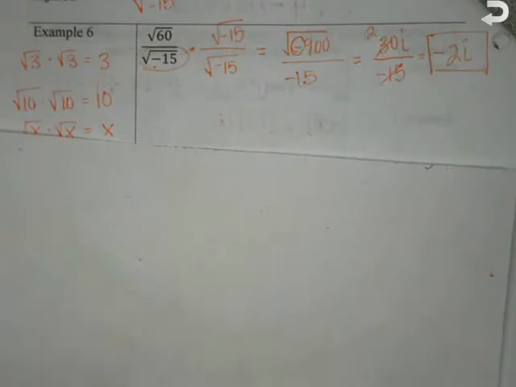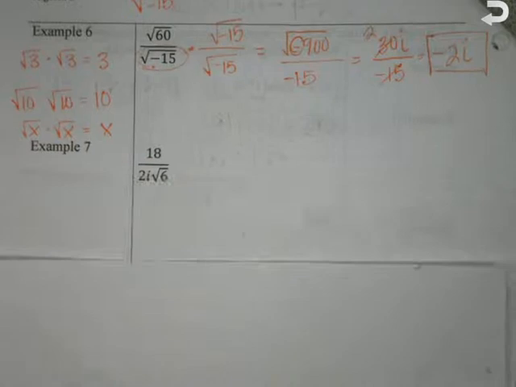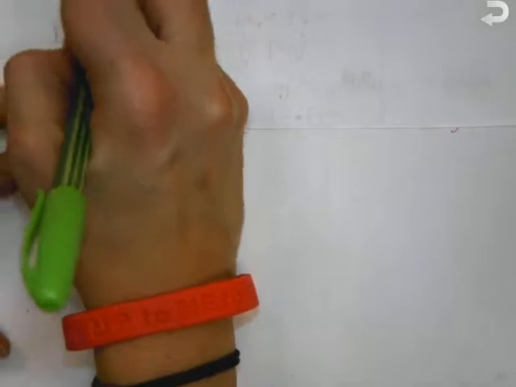Okay, example 7. 18 over 2i root 6. Okay, so remember how I told you guys yesterday that a root is not allowed in the denominator? If i is equal to the square root of negative 1, do you think i is ever allowed in the denominator? No. So sometimes we might see just an i in the denominator, and that's also not allowed. So now we have two things that are never allowed in the denominator. So will you write a note?